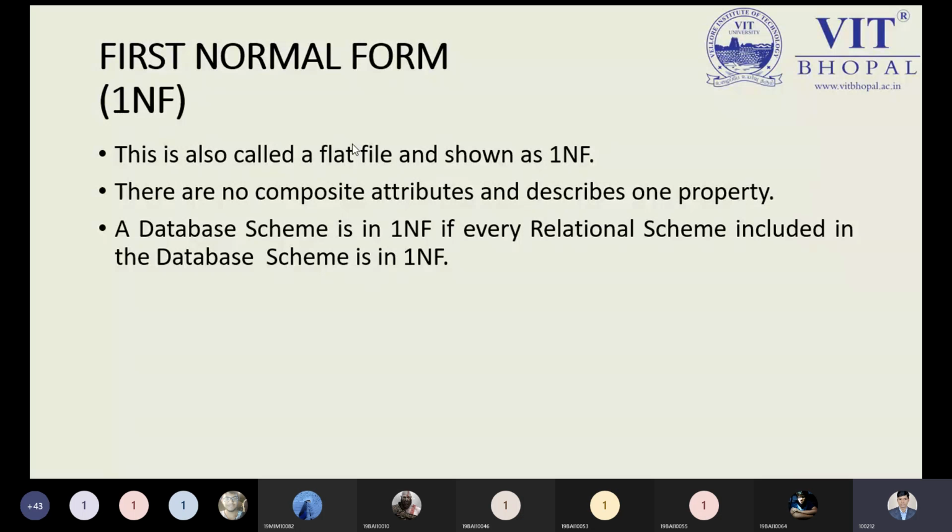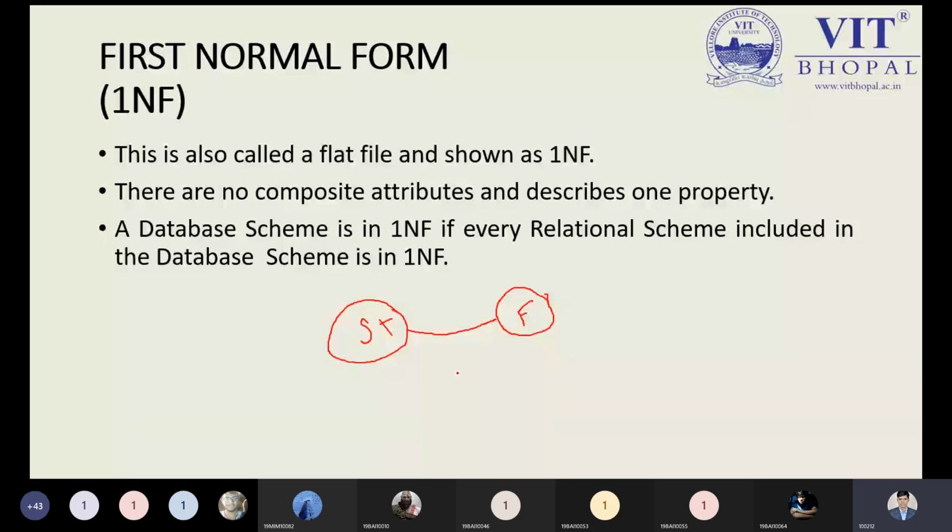Let me explain by an example, then you can understand it more simply. I have the student relation, and I have the faculty relation. This student relation and this faculty relation are related to each other through some relationship.